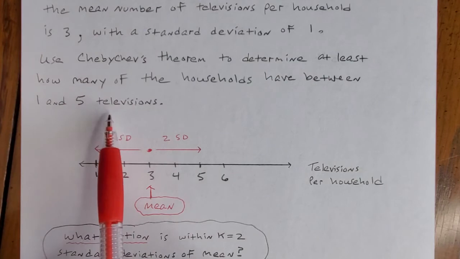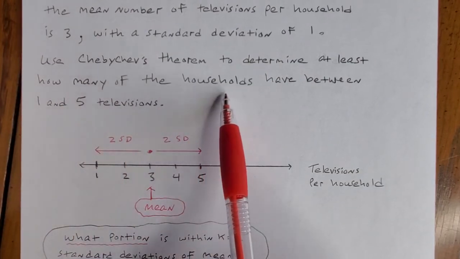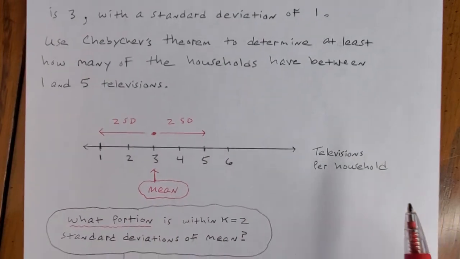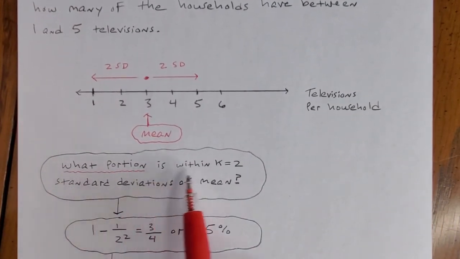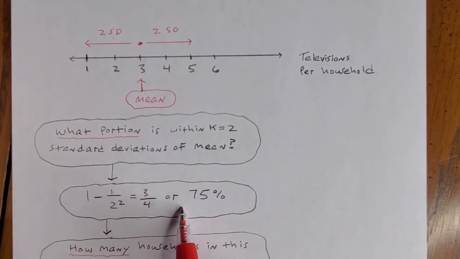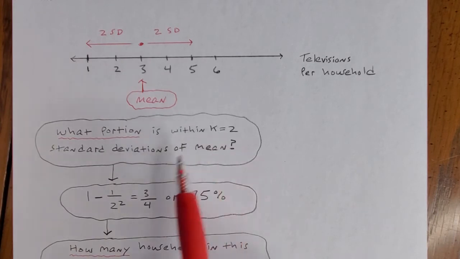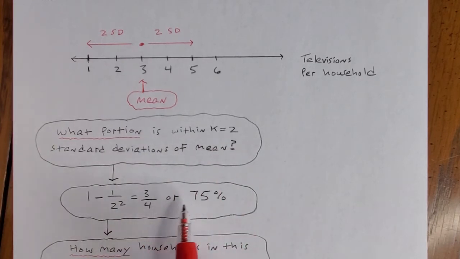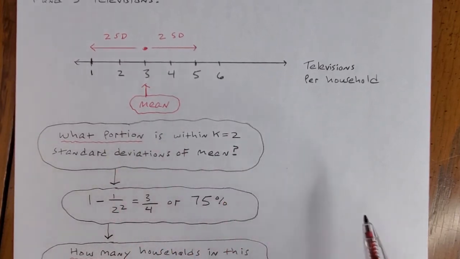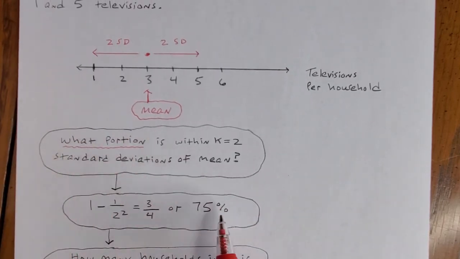So we could translate this to saying, how many of the households are going to be within 2 standard deviations of the mean, either above or below? Let's think of it like this. What portion is within 2 standard deviations of the mean? Didn't we just figure that out? If k is 2, we use that formula, and it says 75% of the data is within 2 standard deviations of the mean. Now, that's the portion. 75% is the portion. It doesn't tell me how many.